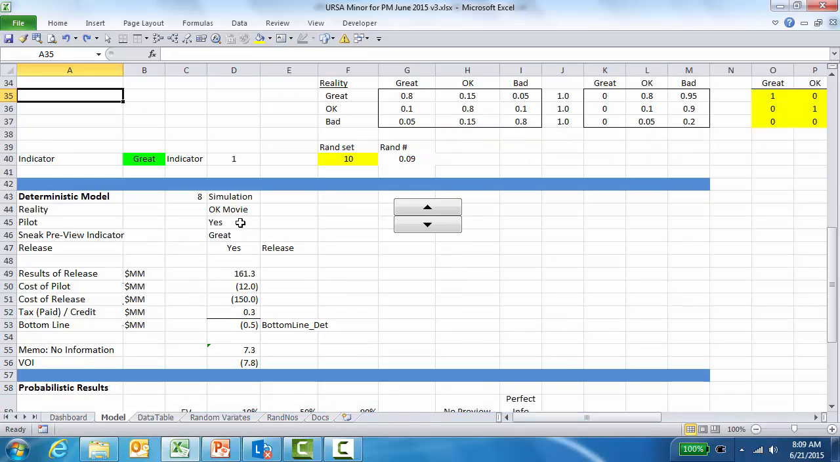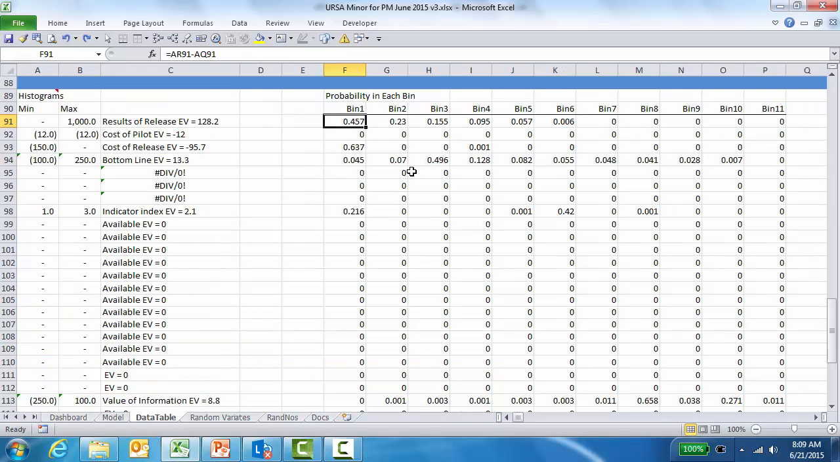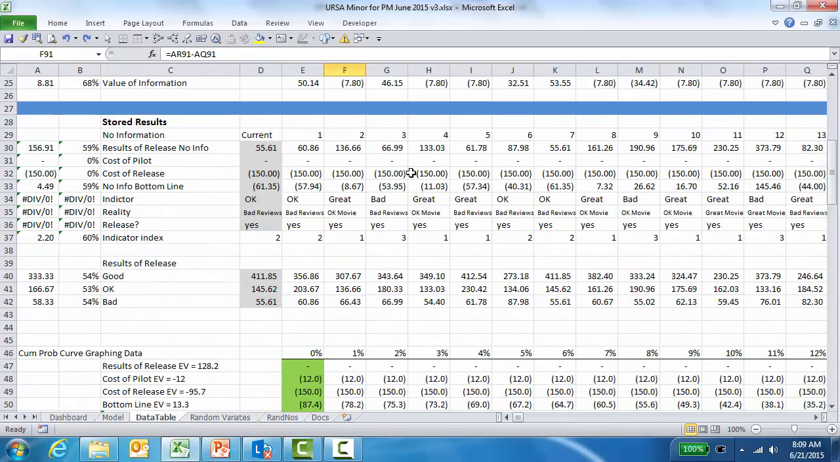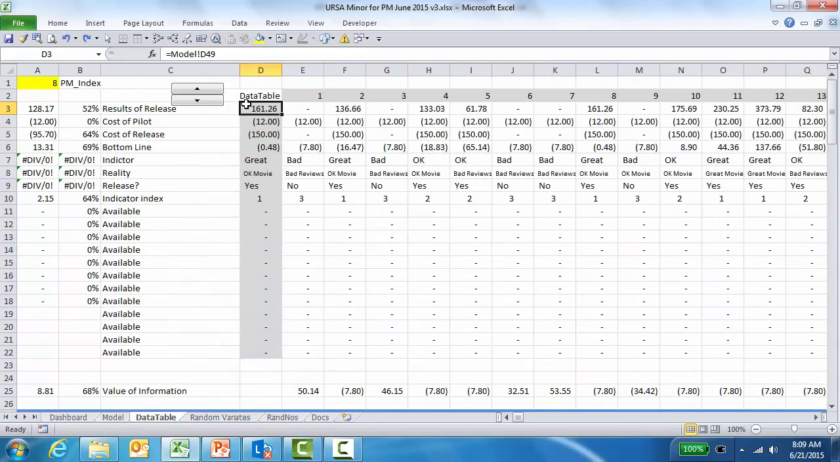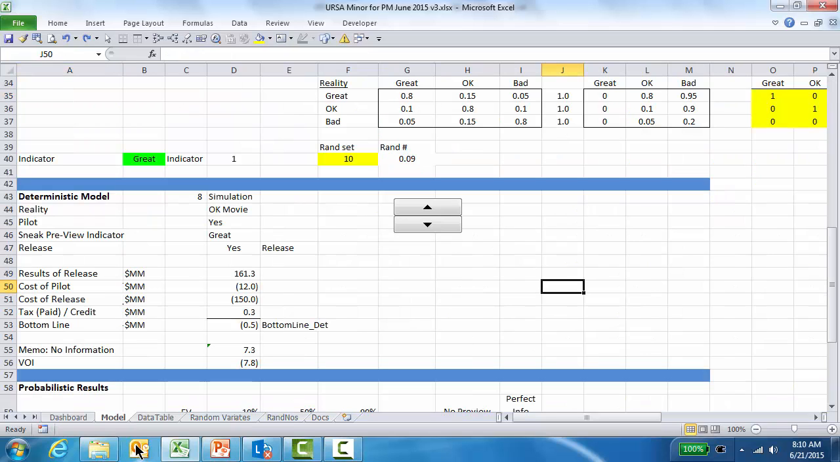And then I have my deterministic model, and these results go over to a data table, or I'm picking up certain results up here at the top, I guess. Picking up results of the release, the cost of the pilot, the cost of the release, the bottom line. I picked up the indicator, what the reality was, and whether I released it or not, so I could see the decision policy. And then there was an indicator index. So you just kind of pick up various things, whichever you think might be useful, some of which you may not use. So I think that's about it on that.